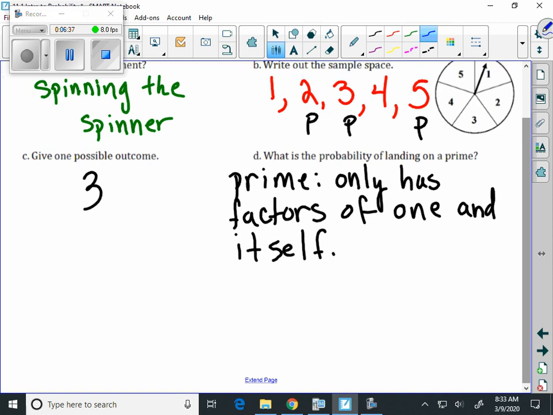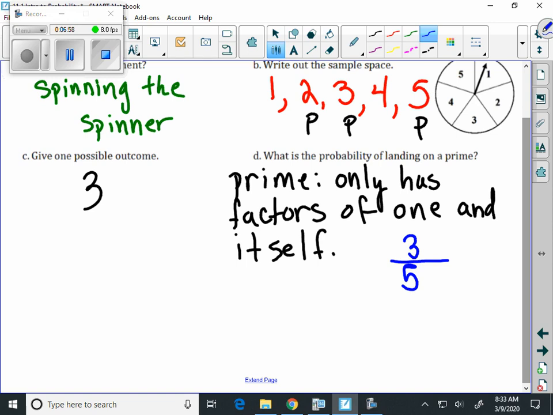And then again, when we think about probability, what is the probability of landing on a prime? We can land on a prime 1, 2, 3 ways, and we have a possible total of 5 ways.